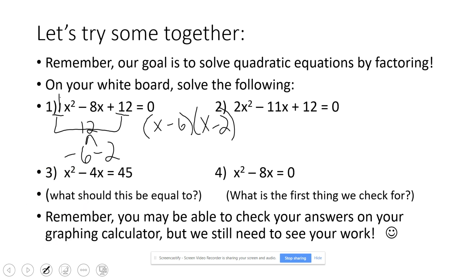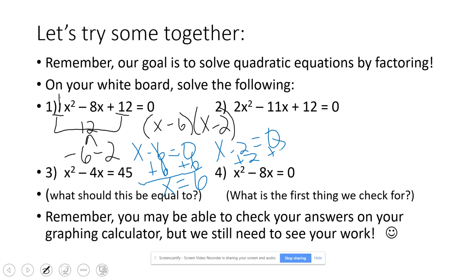Now that's factored form. To solve, we're going to take each of those factors, set them equal to 0, and solve for x. So we would add 6, and x is equal to positive 6, and then add 2, and x is equal to positive 2. So our zeros, roots, solutions, x-intercepts for this quadratic function are at 6 and 2.